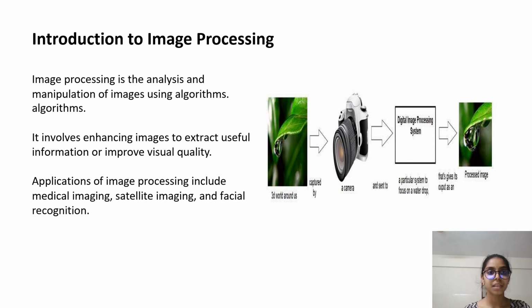Introduction to image processing. Image processing is the analysis and manipulation of images using algorithms. That involves enhancing images to extract useful information or improve visual quality. Applications of image processing include medical imaging, satellite imaging, and facial imaging.